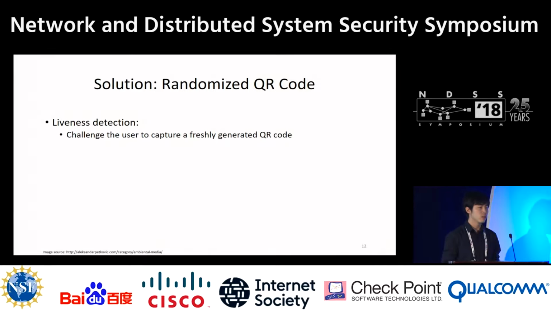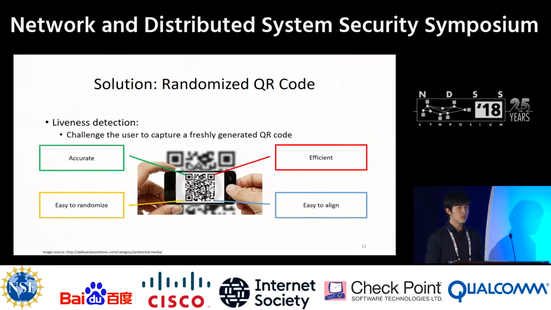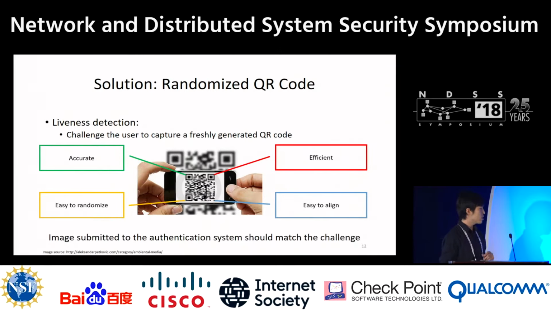QR code is well known for accurate data encoding, and it is very efficient. And it is also easy to randomize and easy to align. So we can check the image submitted to the authentication system to see whether it matches the challenge we propose to the user.